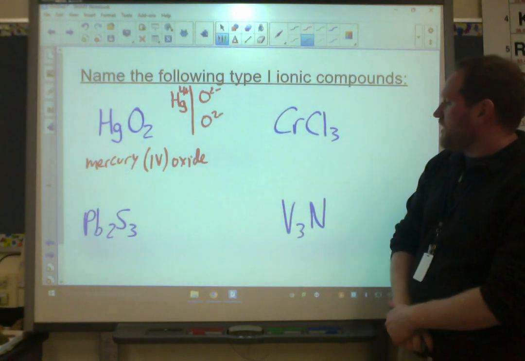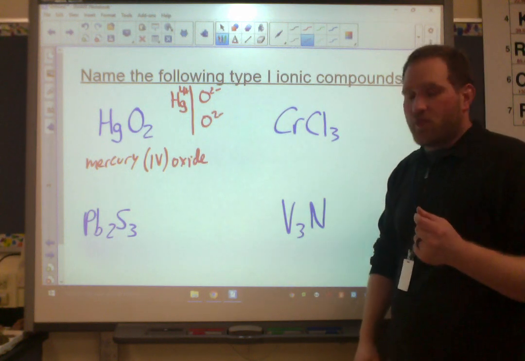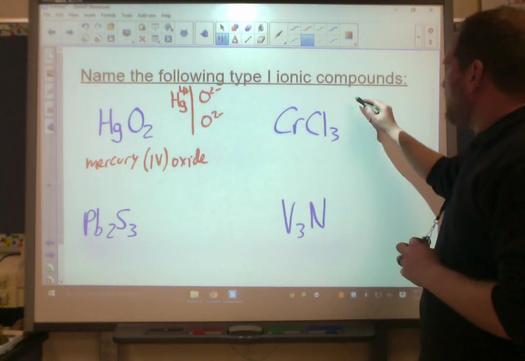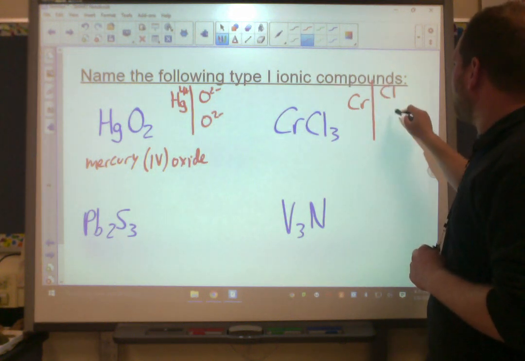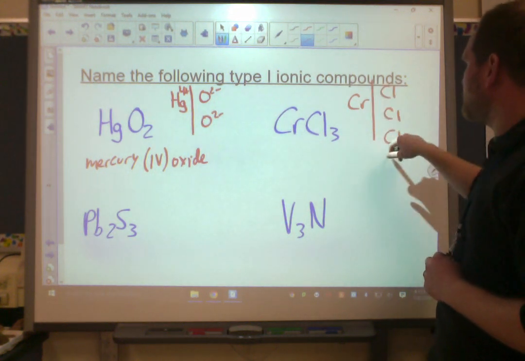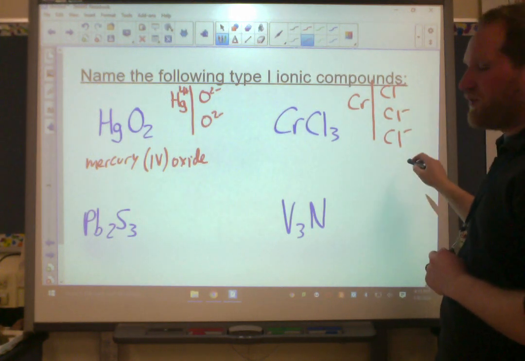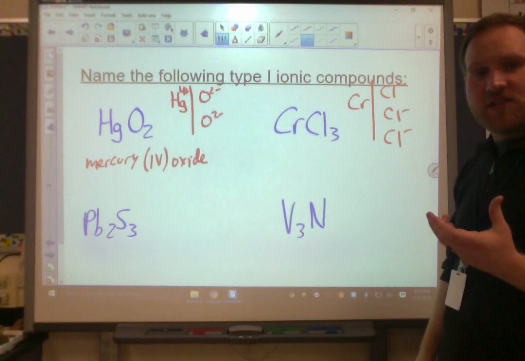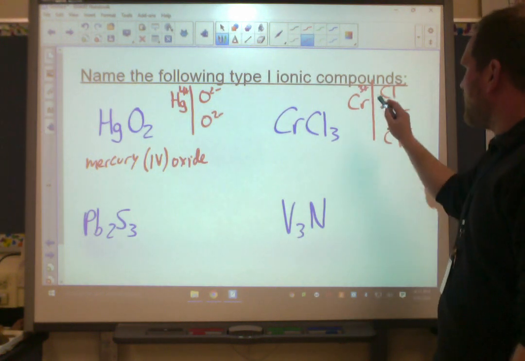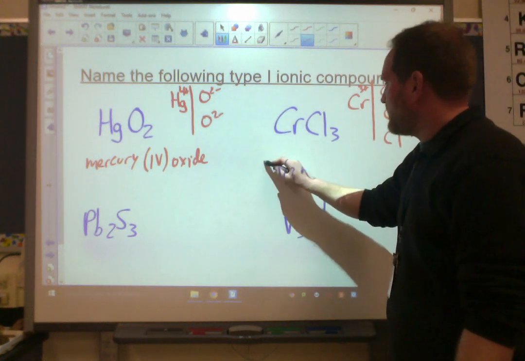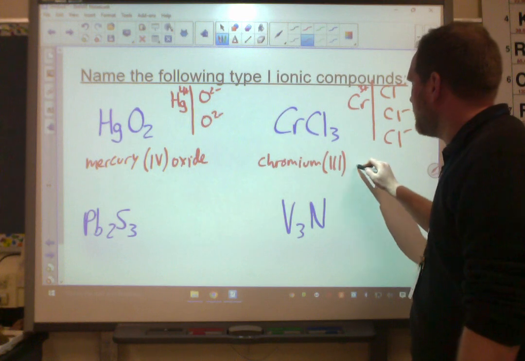For this one, chromium with 3 chlorines. So we have to figure out the charge on the chromium in order to name this. So I have 1 chromium on my positive side. I have 3 chlorines on my negative side, and these must balance out. So each chlorine is 1 minus, giving me a total of 3 minus. I have 1 chromium that's able to cancel that, which means that chromium must be 3 plus. So because it's chromium 3 plus, I'm going to call this chromium, Roman numeral 3, chloride.